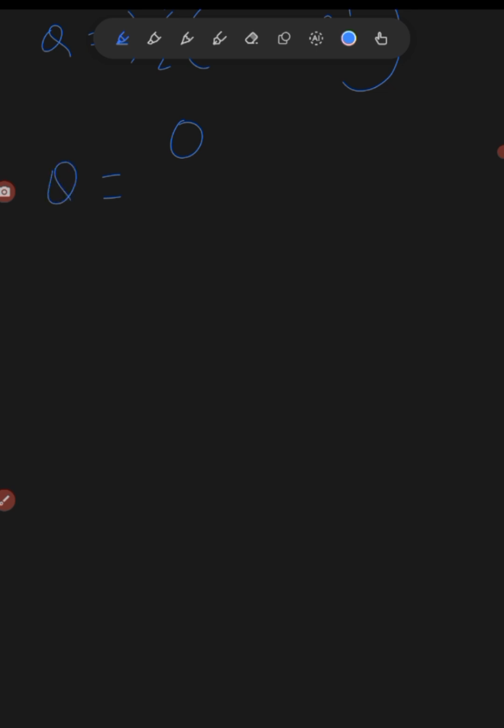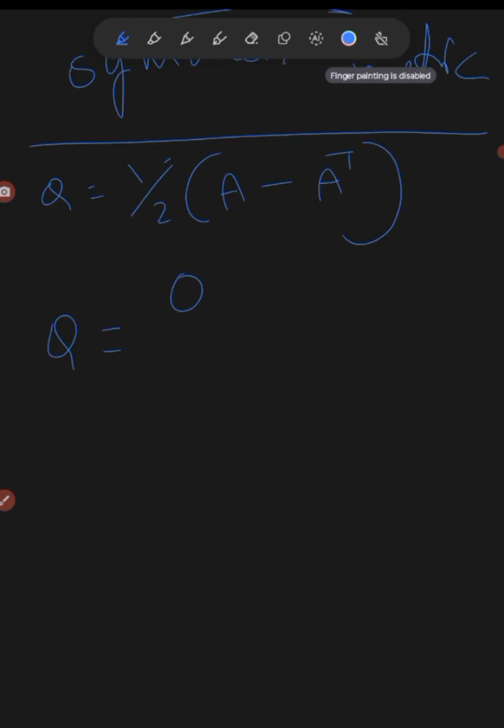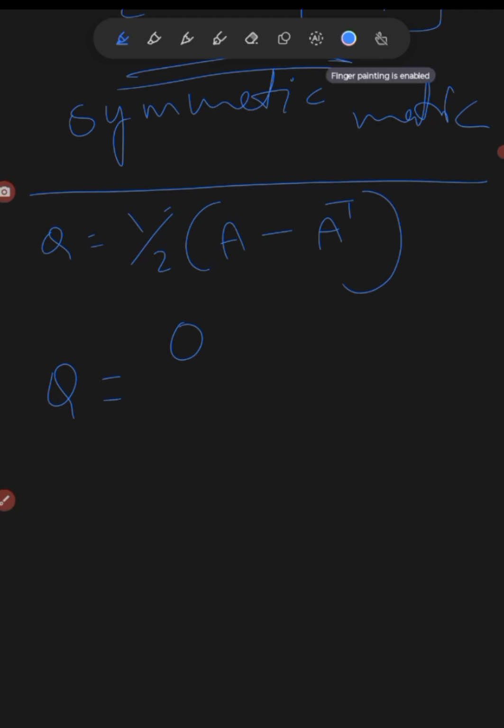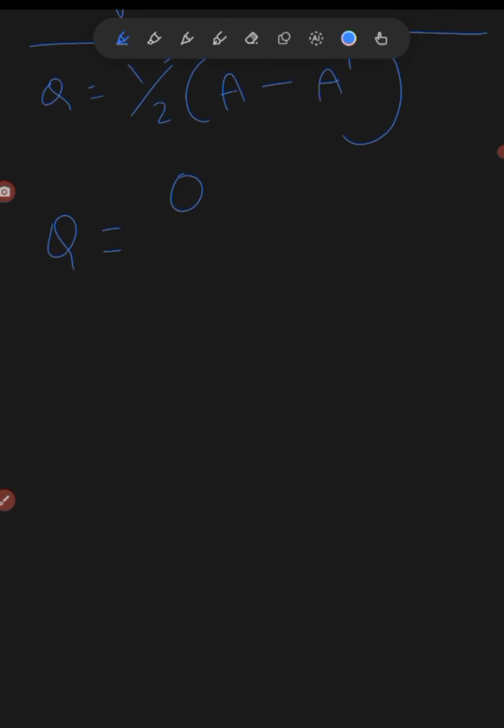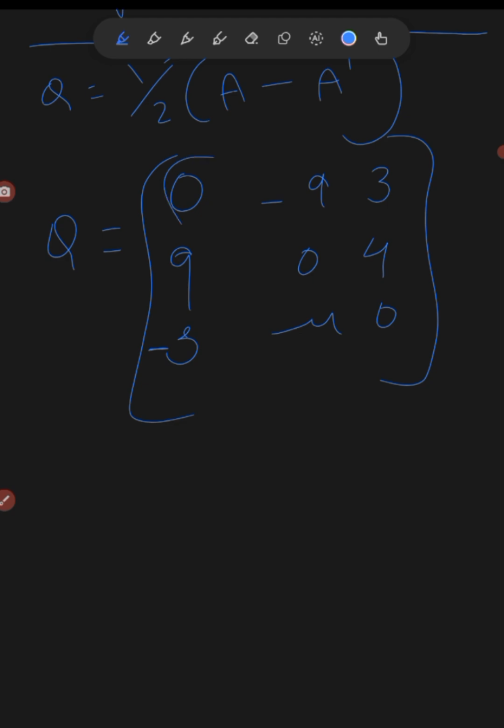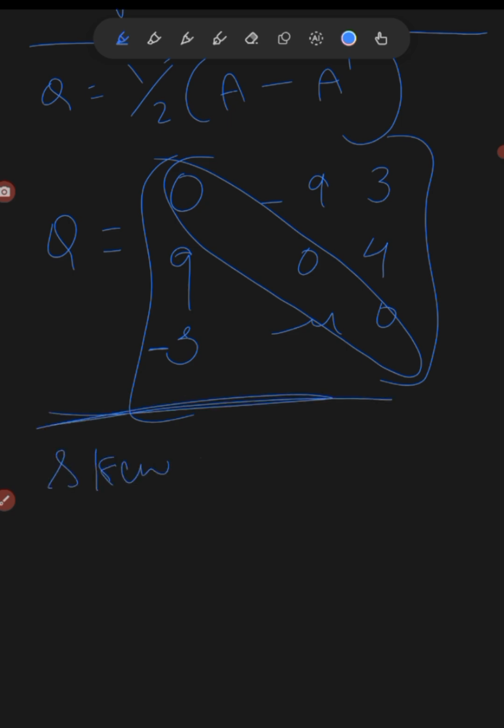Okay, I will write the final answer by multiplying the half into the inside of the matrix too. And the final matrix I will get is 0, minus 9, 3, 9, 0, 4, 3, minus 4, 0. You can find that the diagonal elements are 0 and the opposite elements of the non-diagonal elements are changed by their signs. Hence, this is the skew-symmetric matrix of the given matrix.